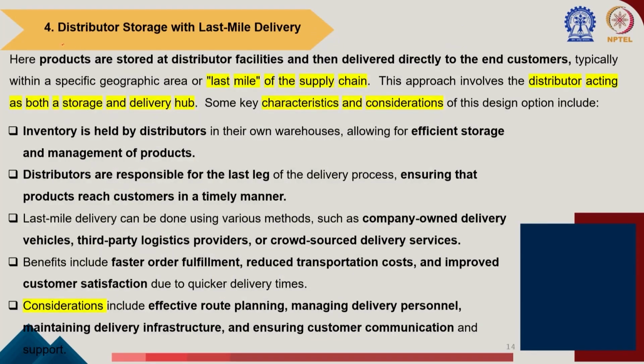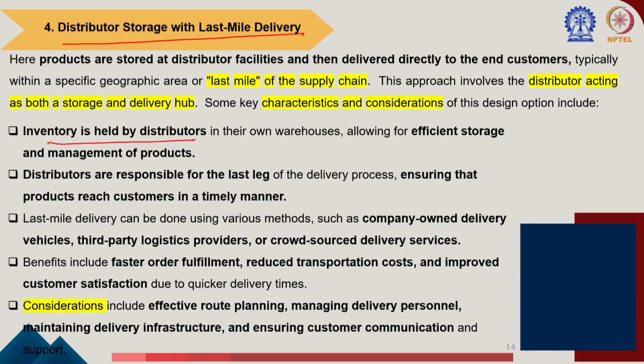The fourth is distributor storage with last mile delivery. We discussed last mile delivery earlier, and this one also, usually like Amazon you can see, where the distributor may be storing the product and then they are delivering the product; you place the order, they are delivering the product to your doorstep. So again inventory is held by the distributor. Your main target is how efficiently you can store and manage the products, and then distributors are only responsible for picking, packing, recording the order and processing the order. So that means the last leg of the delivery process is also ensured by the distributors only.